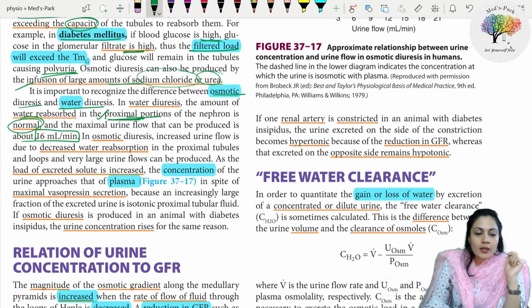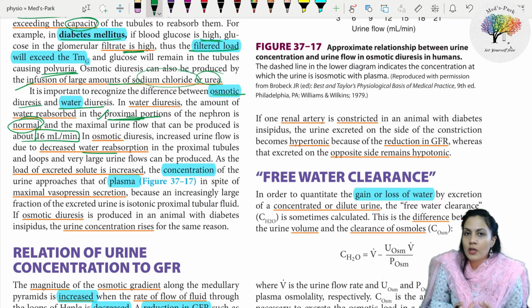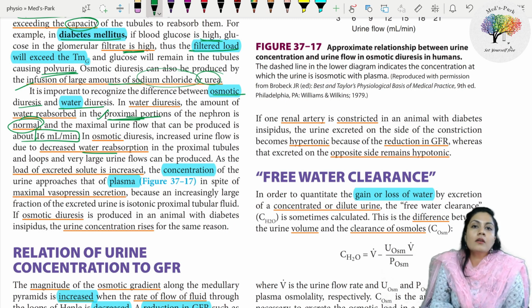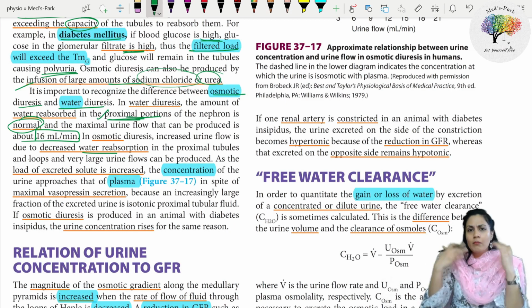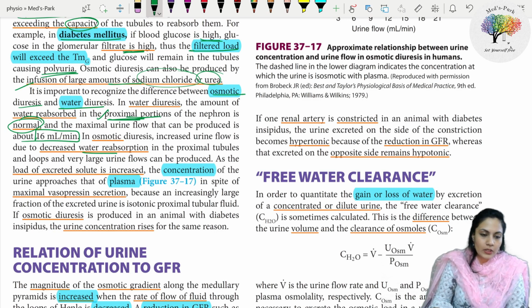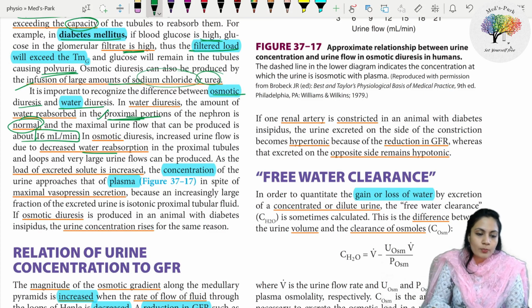So let's move on. In osmotic diuresis, increased urine flow is due to decreased water reabsorption in the proximal tubules and loop, and very large urine flows can be produced. So that is the difference. A very large amount of urine is produced in osmotic diuresis since water reabsorption is decreased. In water diuresis, only more water is coming into the filtrate. Whatever is the excess amount of water gets excreted, but it won't cause much increase in urine volume.